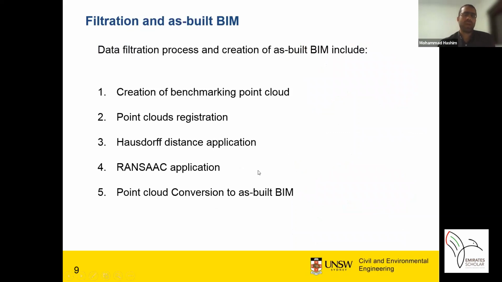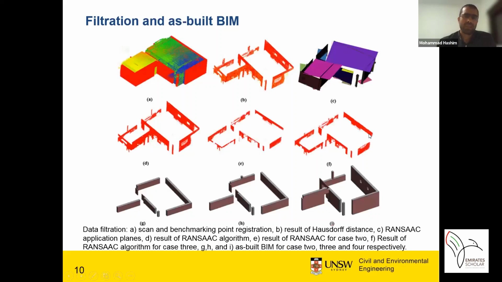Once we have those point clouds, then we are going to register these point clouds, filter the noise, and convert back to a BIM model. These steps will cover these 5 steps. First, we create a benchmarking point cloud for the elements that we want. Then we register these 2 point clouds. We apply Hausdorff distance. Later on, we apply an ISARC algorithm, and finally we convert that back to a BIM model. The result of those 5 steps is shown clearly in these figures.